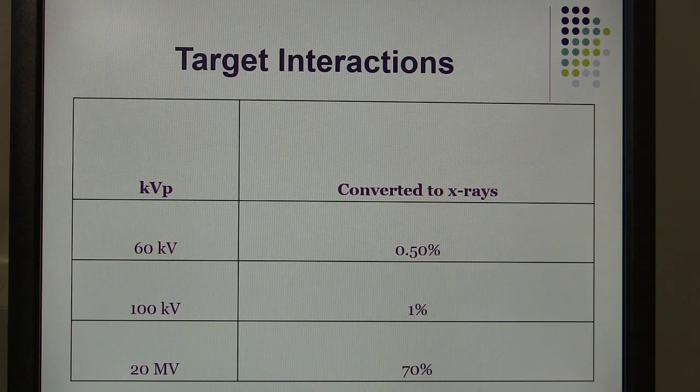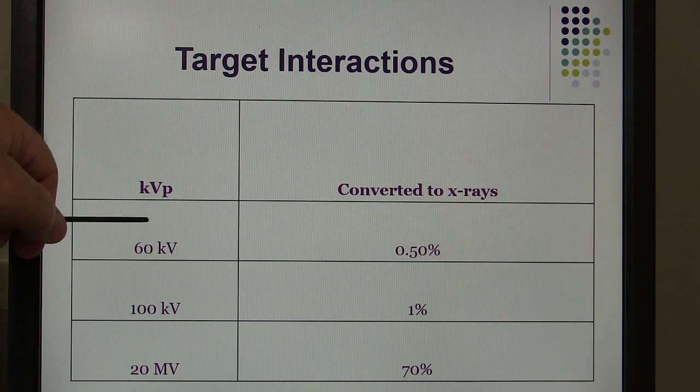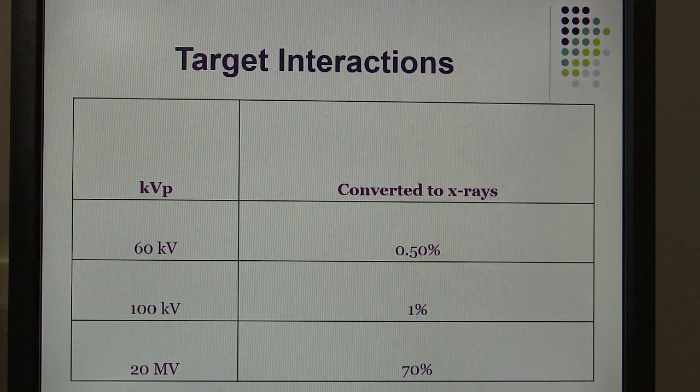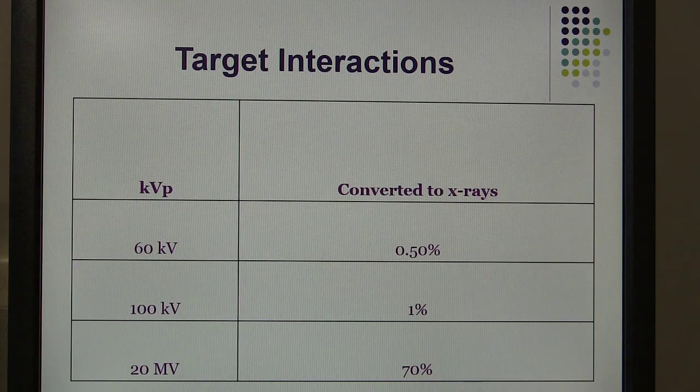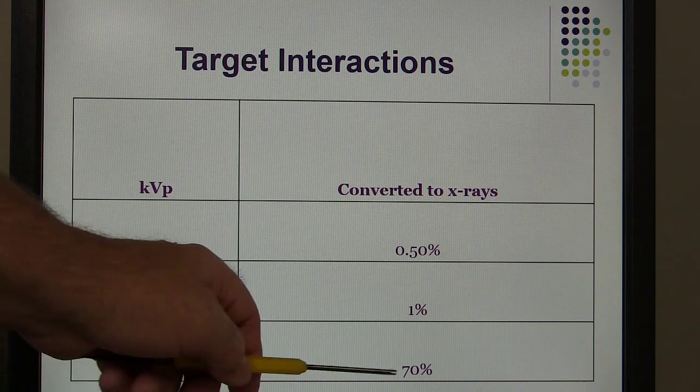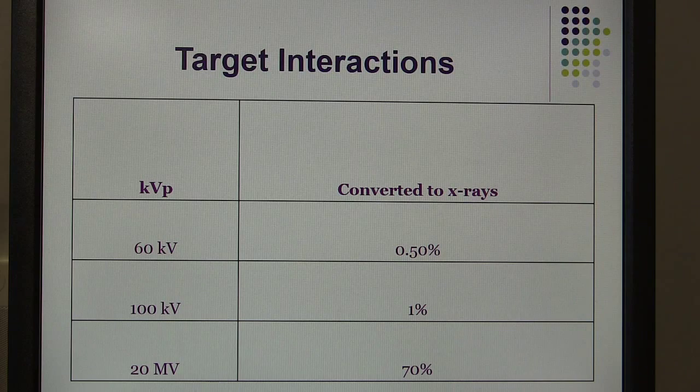Okay, just a little table of how inefficient this actually is. If we applied 20,000 volts to the tube, we would expect to see about 0.5% of that energy converted to X-rays. 99.5% would be heat. At 100 kV, we see about 1% actually X-rays. 99% of it is heat. But if we go up to 20 million volts, we get about 70% of the energy converted to X-ray, only 30% to heat.